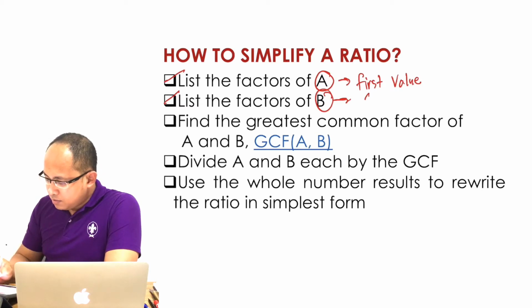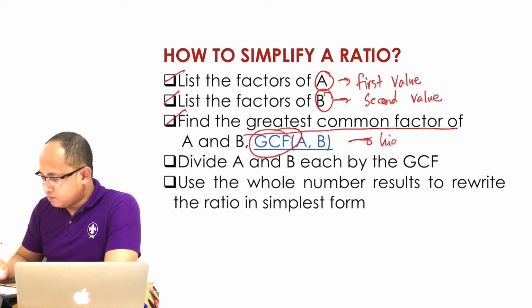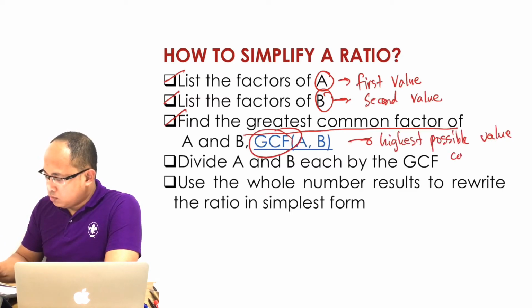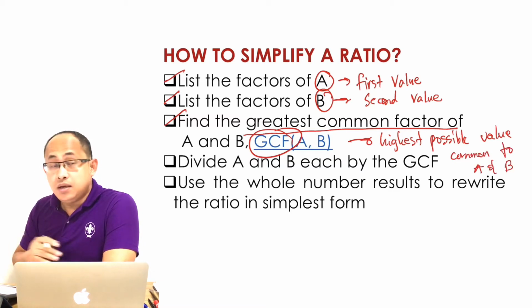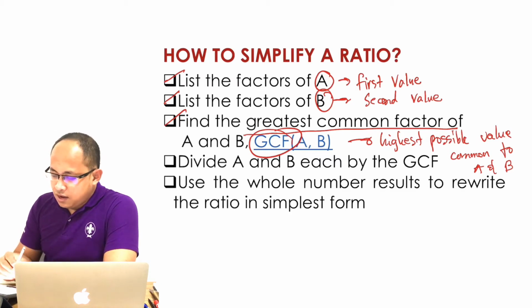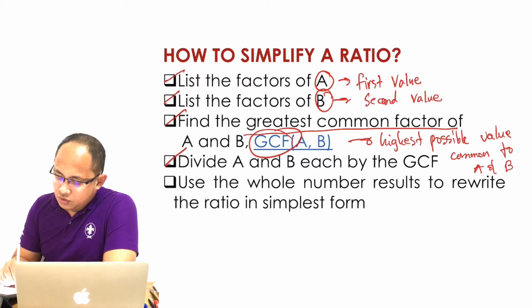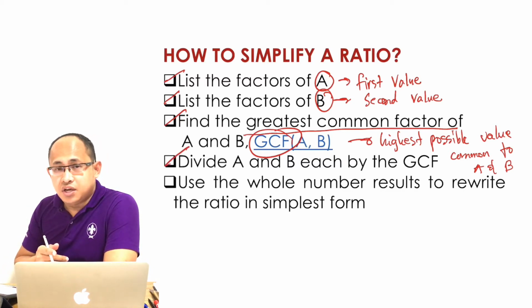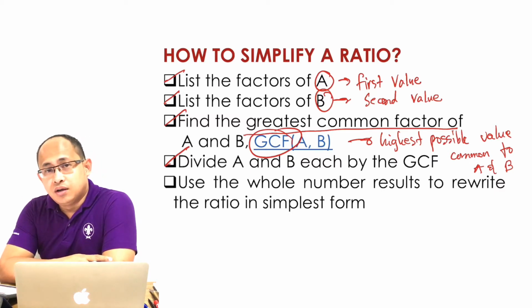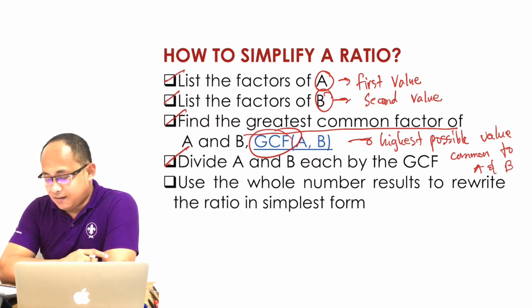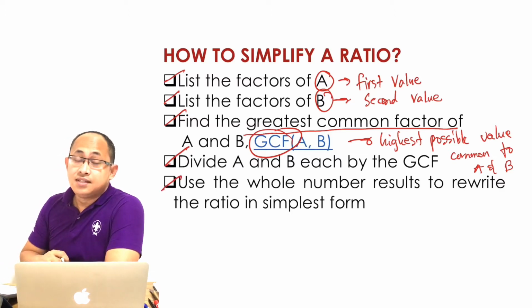The highest possible value common to A and B. Okay, next, after you are able to find the GCF of the first and the second value, go for step 4. You use the GCF to divide your given values. Next is the last one, simplify it.